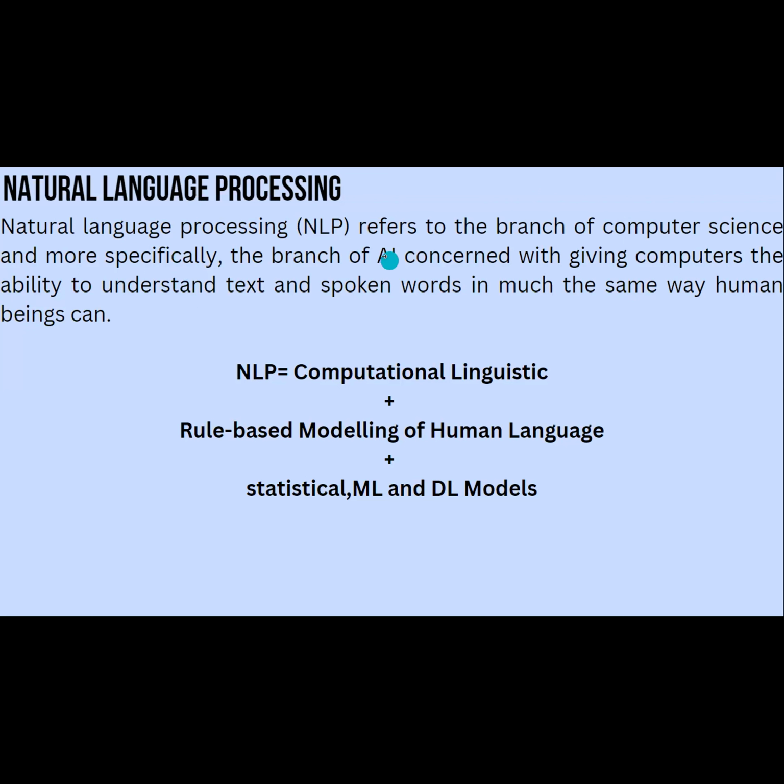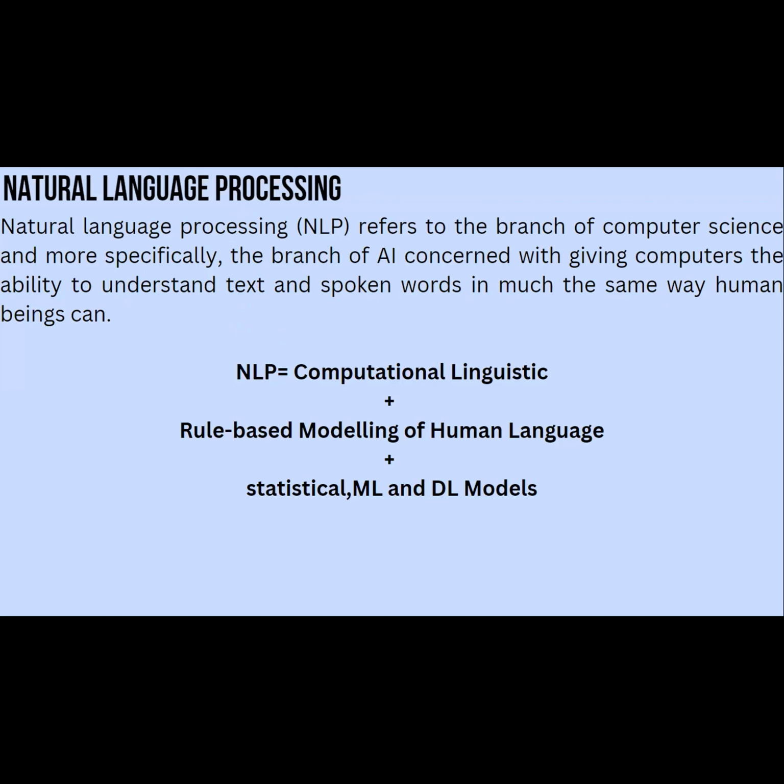Okay, so what is actually natural language processing? It refers to the branch of computer science, and more specifically the branch of AI, so again it comes under AI, concerned with giving computers the ability to understand text and spoken words. Now, it is very helpful for challenged people, those who cannot read and write properly. The text to audio and audio to text conversions are very helpful for them because of NLP. So it considers audio, video, and text input, to understand text and spoken words in much the same way human beings can. Okay, so NLP has helped a lot.